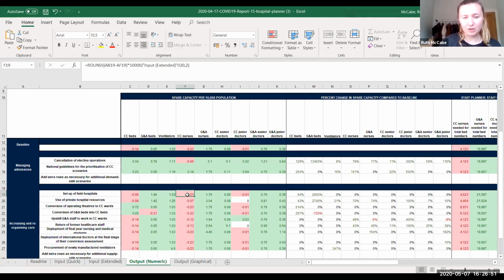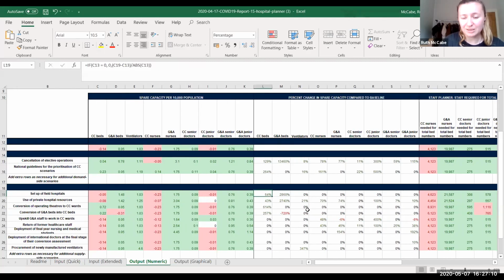I then have a look and I can see that actually on top of this, under the assumption of the one-to-one relationship between critical care beds and nurses, I still also don't have enough staff to fully implement this intervention. However, if I look at the percentage change, I can still see that I've managed to increase things by 64% on top of the baseline, although I'm not quite there yet.